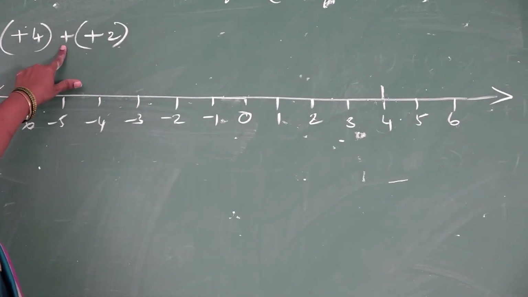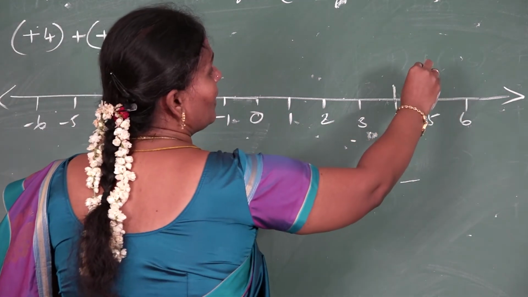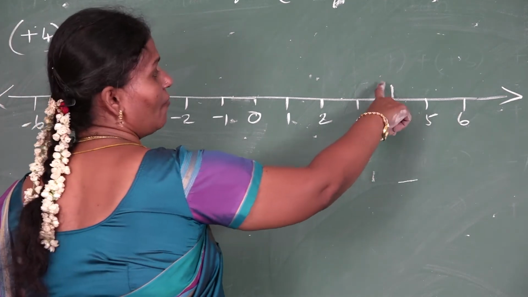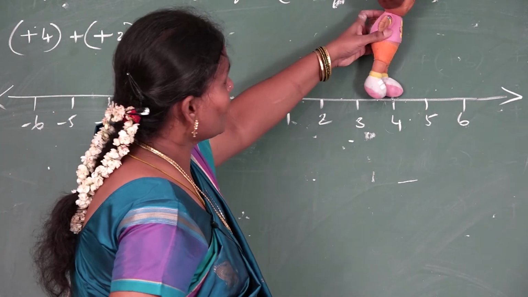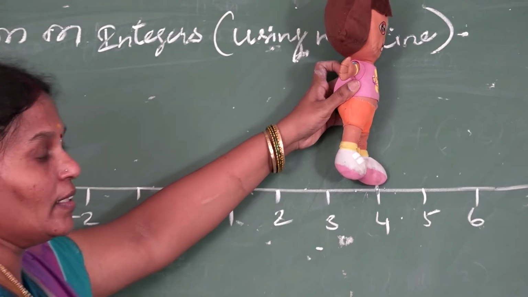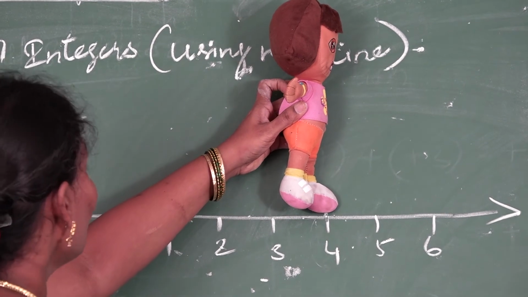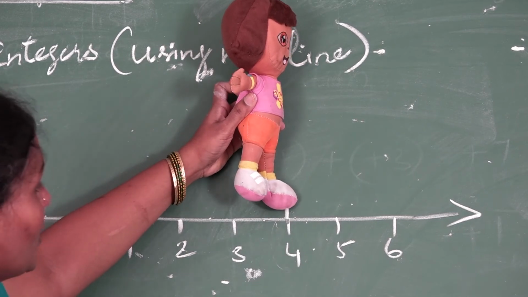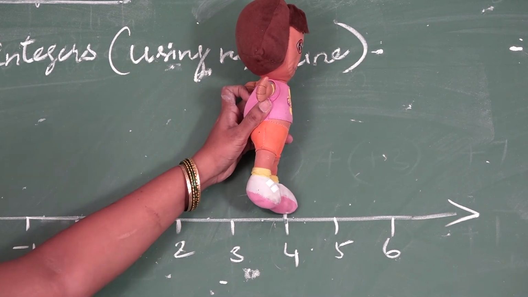Here the sum is addition. So this plus indicates you face the positive direction. Stand on positive 4 and face the positive direction. For example, take this doll. Here it stands on 4 and faces the positive direction. You know that the right side is the positive direction and the left side is the negative direction. So the first integer is positive 4, so stand on plus 4 and face the positive direction for plus addition.